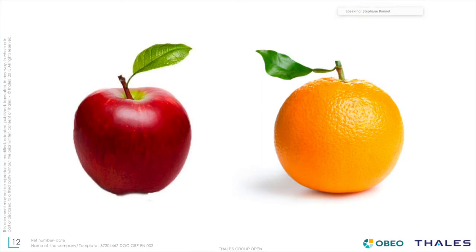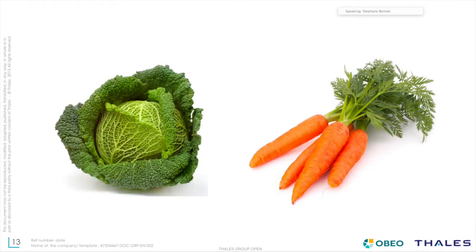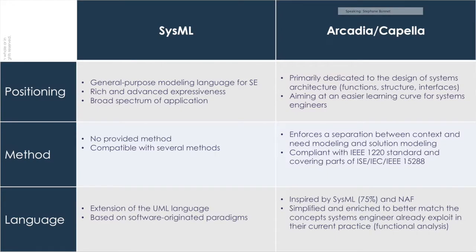I believe in the English language you say that you can compare apples to oranges when you don't talk about the same topic. In French, we have more or less the same, but we say that we shouldn't compare cabbages and carrots. And this is basically what I am doing here, because on one side I have SysML, which is a language, and on the other side I have Arcadia and Capella, which are a method and a supporting tool. So comparing the two is really a difficult exercise, but as the question is asked really often, we try to do it anyway, even if we compare apples and oranges.